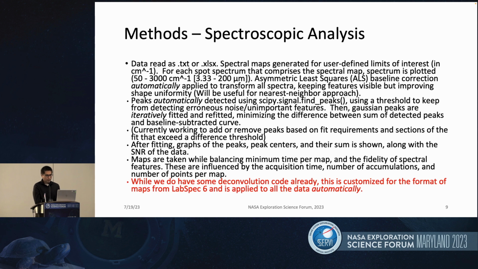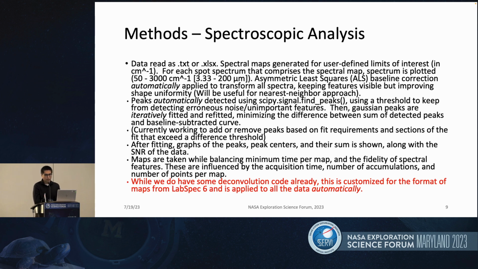Next, we employ find peaks from the SciPy package in order to do automatic peak detection and setting a threshold to exclude irrelevant noise or insignificant features. Then peaks are fitted, aiming to minimize the discrepancy between the sum of the detected peaks and their baseline subtracted curve. When the best fit is found, graphs of their peaks, their centers, and their sum are shown, as well as the SNR of the data itself.